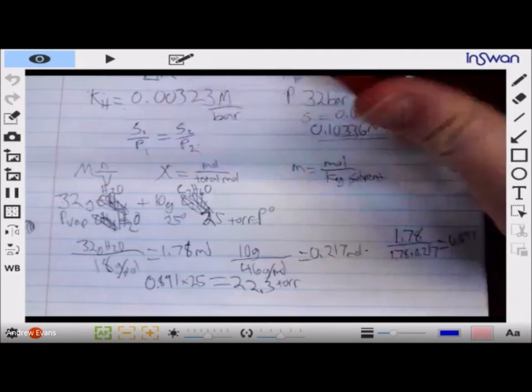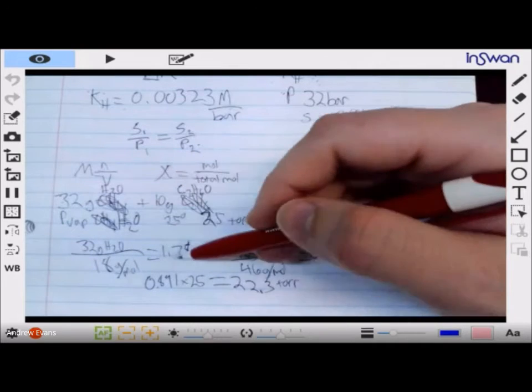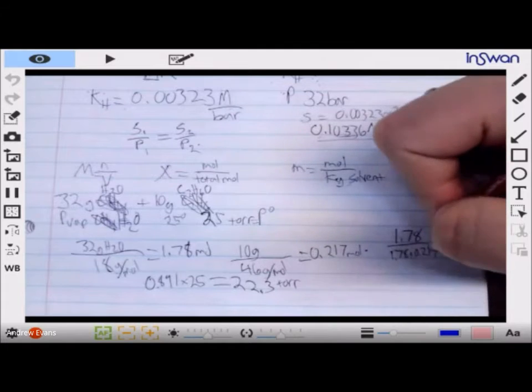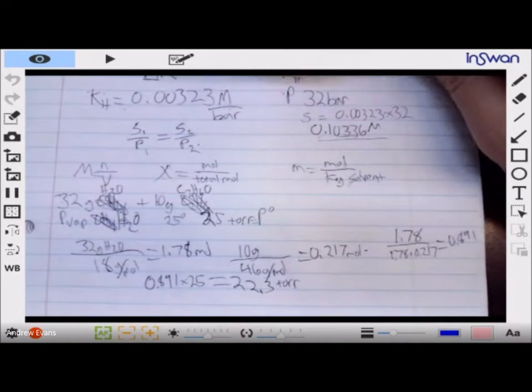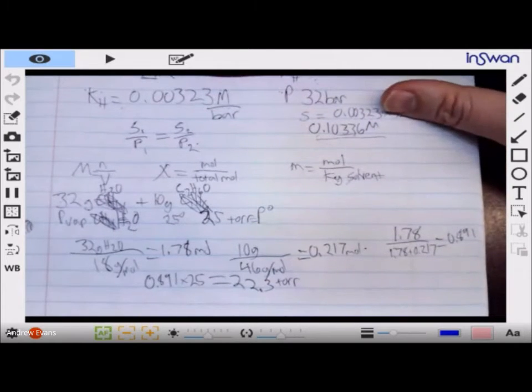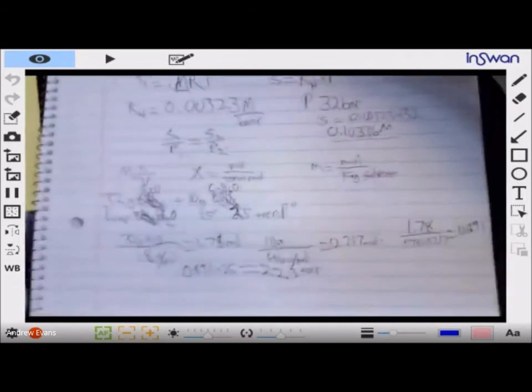But to do the mole fraction, depending on what we want the mole fraction of, it's just moles on top over total moles on bottom. Not really hard of a concept. Maybe a little new, but not really that hard because it's just moles over total moles.